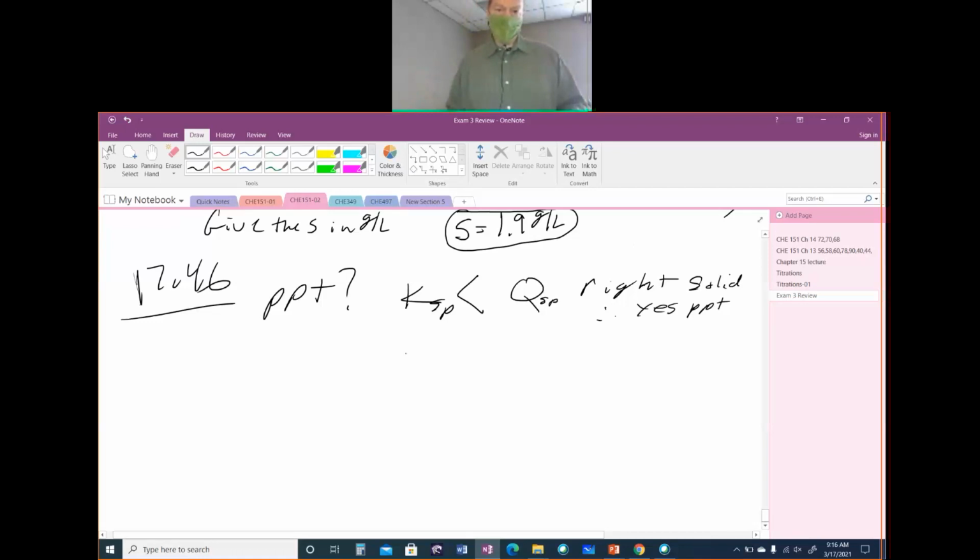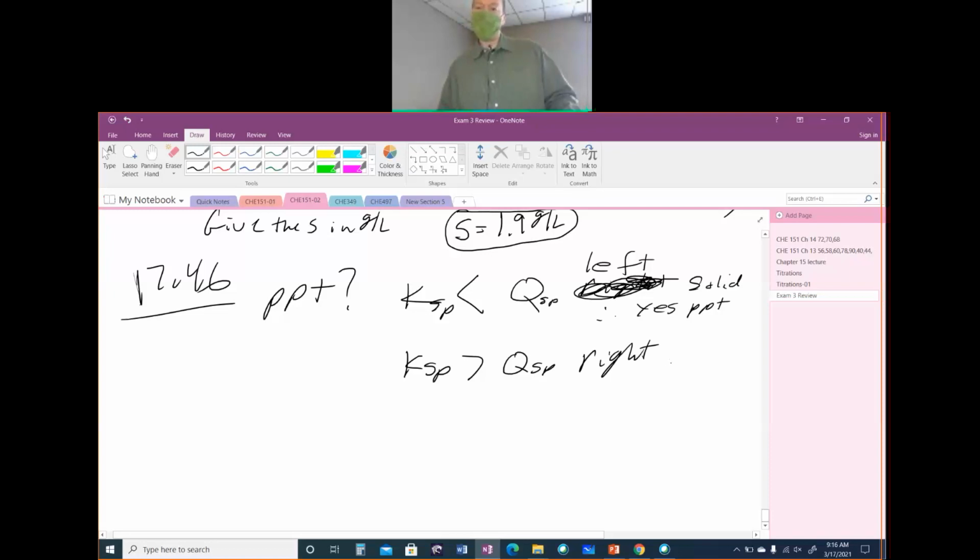Yes. Of course, if your KSP is greater than your QSP, the QSP is too small, then it is going to go, and I should learn my right from my left because it is pointing to the left, of course. And so, yes, this one is going to the right. And then no precipitate. On the right side of the reaction, you have your solid.